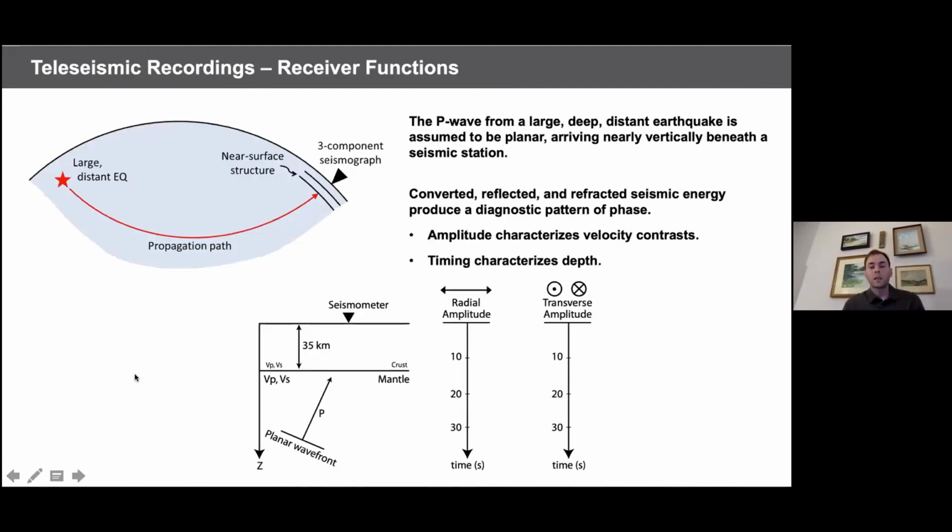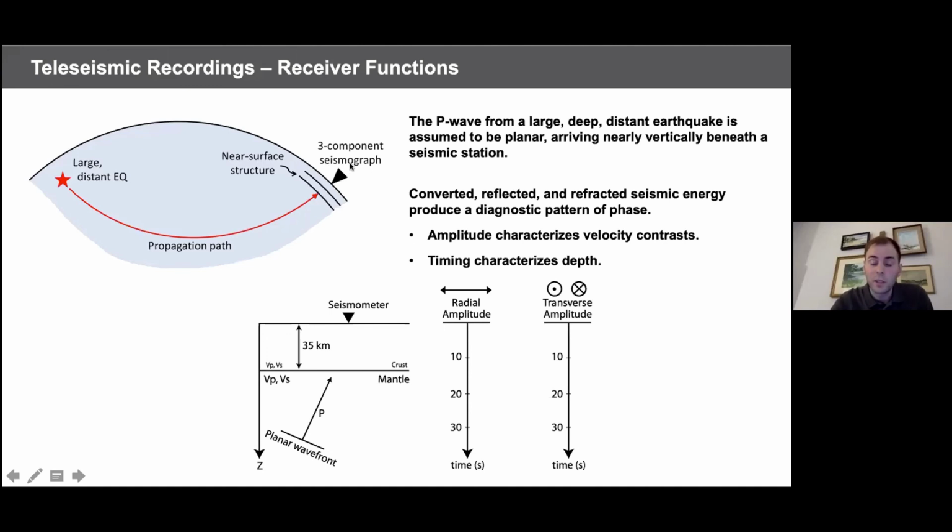The type of passive seismic data we're looking at is called receiver functions. If you're not familiar with this, I'll just give a brief overview. This is looking at teleseismic recordings, recordings of distant earthquakes. You can imagine a large, deep, distant earthquake occurring on the other side of the planet. It will release a P wave that will travel through the deep earth and arrive nearly vertically beneath our three-component seismograph station.